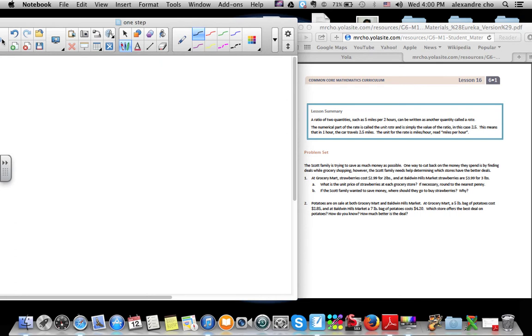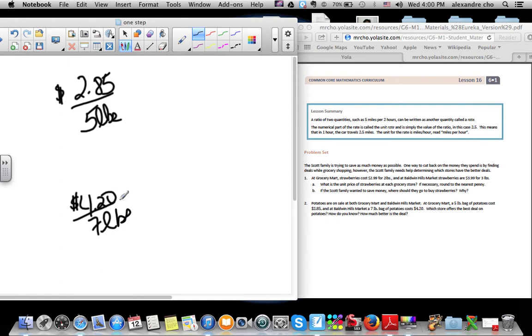And there's one more question at the bottom of the page. Potatoes, same supermarkets, Grocery Mart and Baldwin. And so let's do this again. So at Grocery Mart, it's $2.85 for 5 pounds. And at the other supermarket it's $4.20 for 7 pounds. Okay, so this is Grocery Mart and the bottom one is Baldwin. Okay, so again, you want to know which one's cheaper.